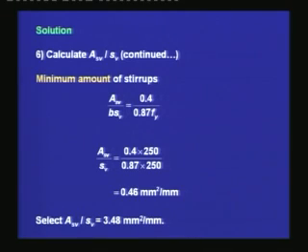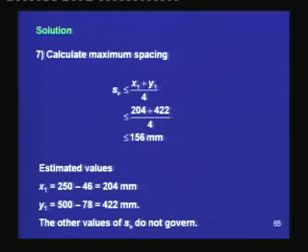We are checking the minimum amount of stirrups, which is given as Asv by Sv is equal to 0.4 times 250, which is the value of b, divided by 0.87 times 250, which is the value of fy, gives 0.46 millimeter square. Thus, the governing value of Asv by Sv is 3.48 millimeter square by millimeter, which satisfies the minimum requirement. We are calculating the maximum spacing Sv, and in this case, by estimating x1 and y1, we get a maximum Sv of 156 millimeters. The other values of Sv do not govern.